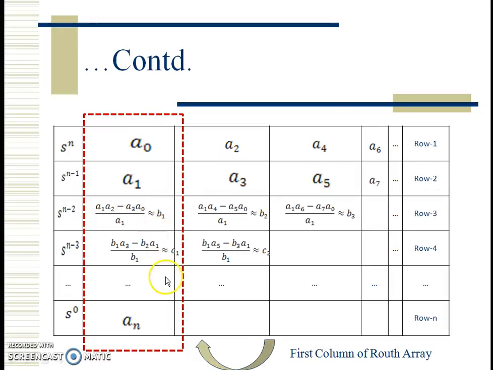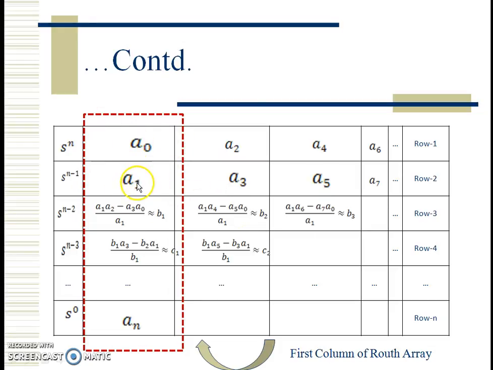Next, as we move on, we have to calculate b1, b2, b3 from these first two rows. Let's see how to calculate b1. b1 is calculated as a1 into a2 minus a3 into a0, divided by a1. Next, moving horizontally, we calculate b2.